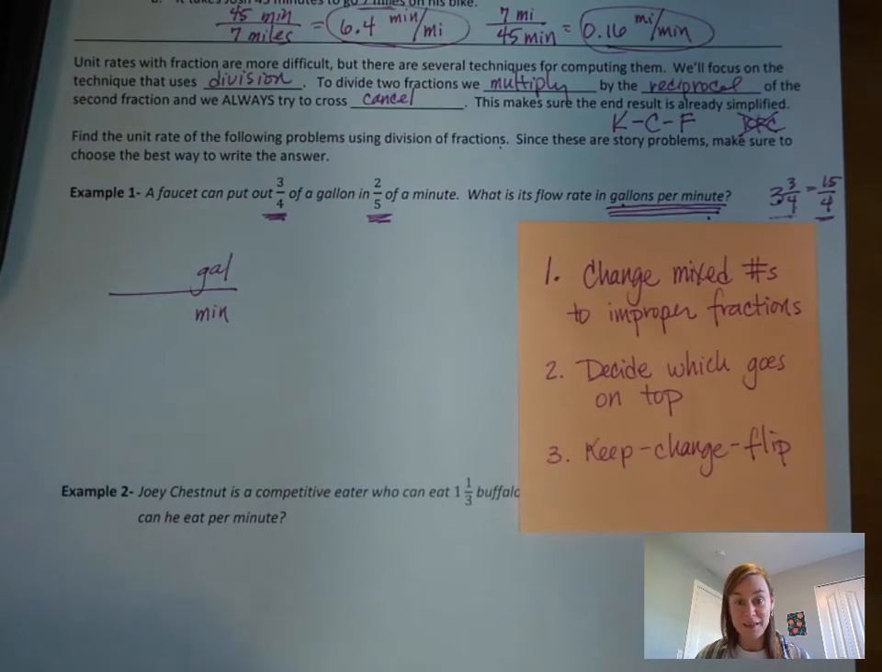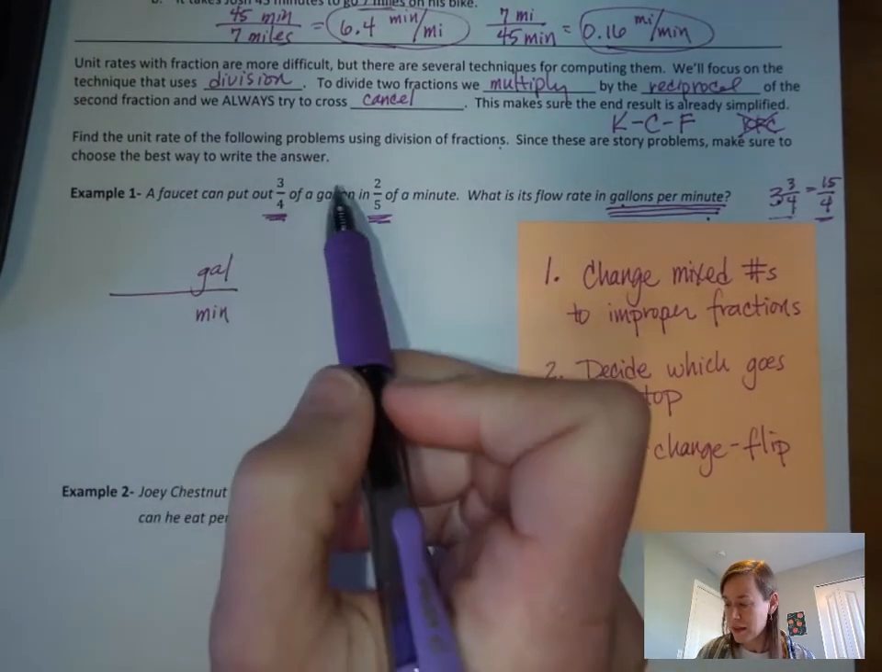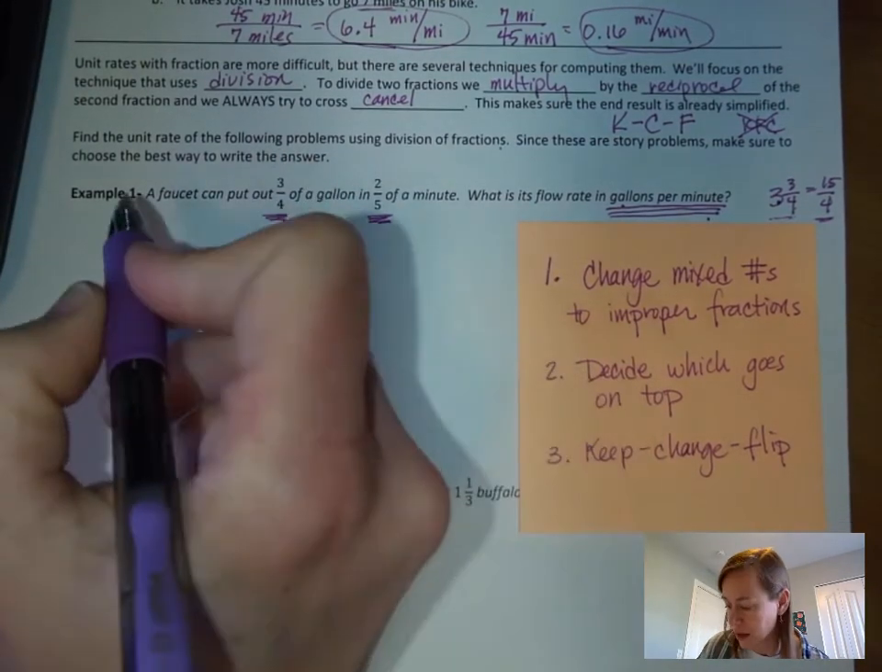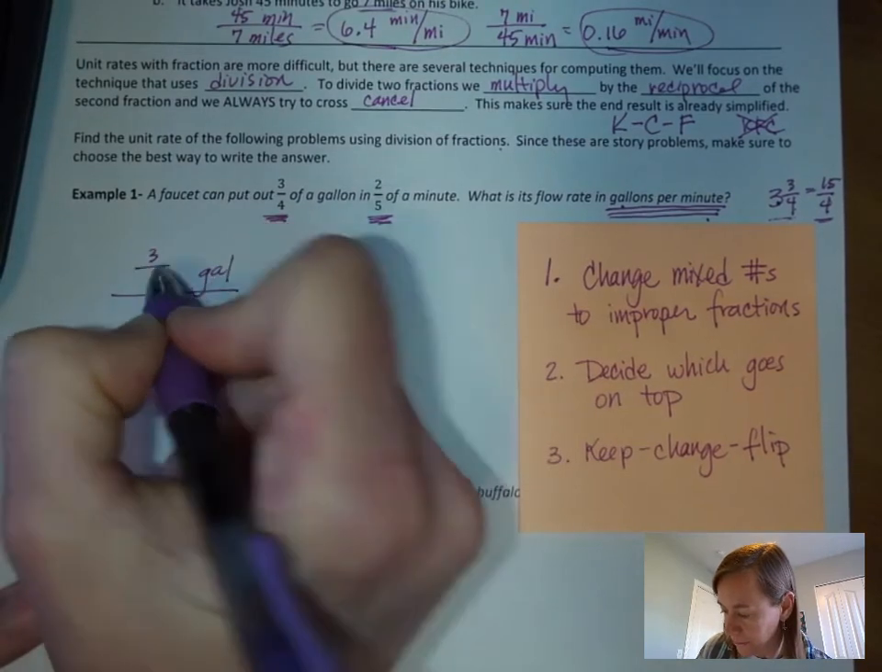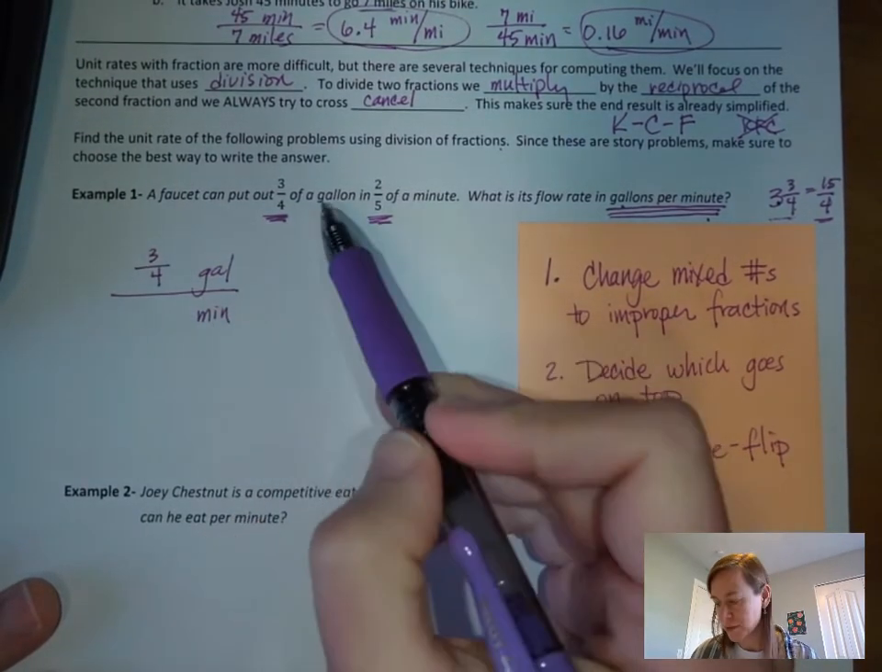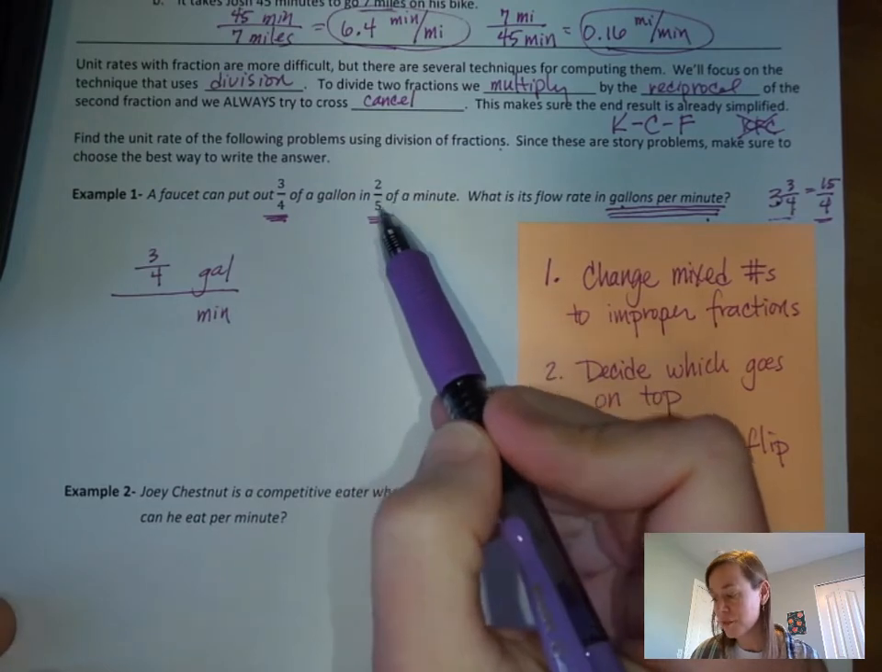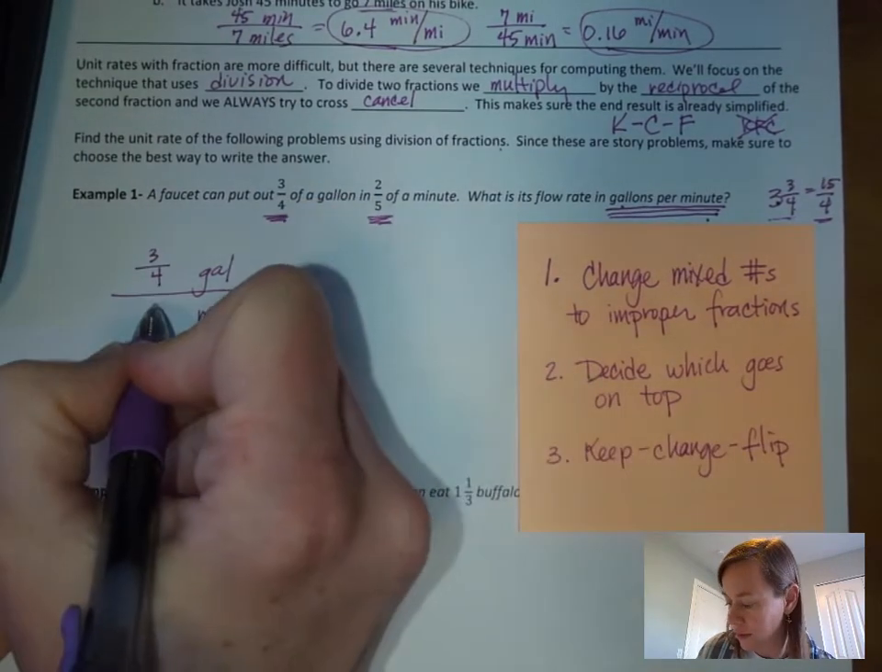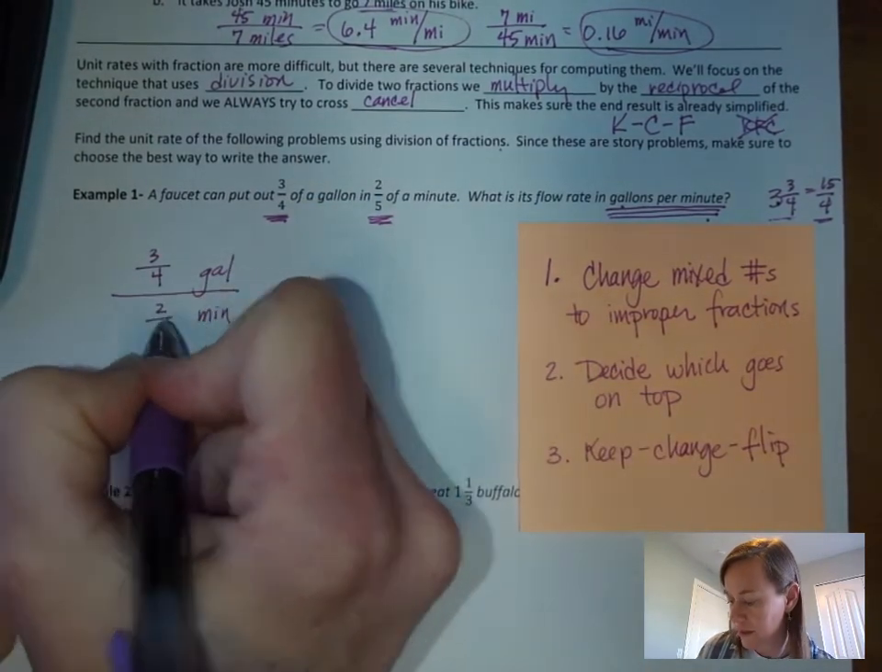All right, so let's fill out our ratio. So how many gallons was it? 3/4 of a gallon. Okay, all right, 3/4 up here. And how many minutes was it? It was 2/5 of a minute. So I'll write my 2/5 right down here.